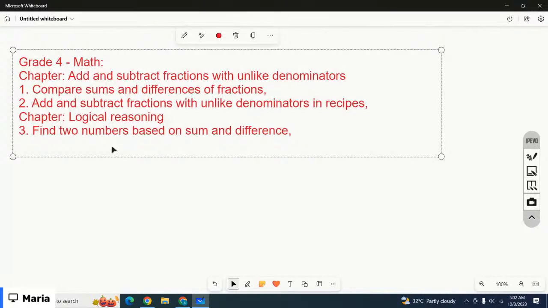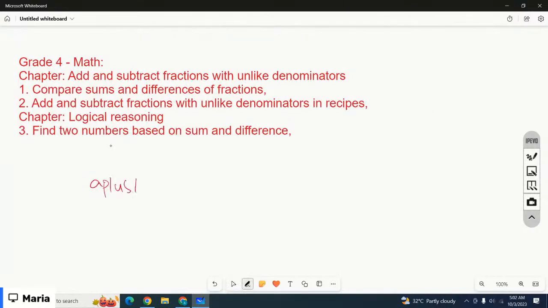We are here for grade 4 math. You can find all the lessons on aplusstudents.com. You have to log in there using your email address and the password provided by the administrator. Then you have to select math from the subject tab.